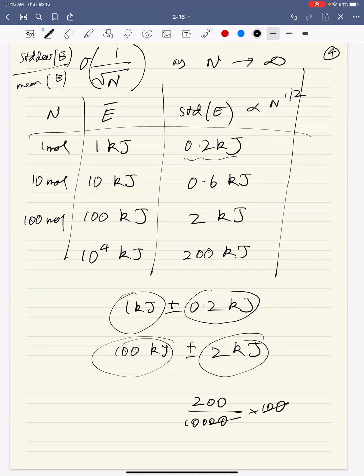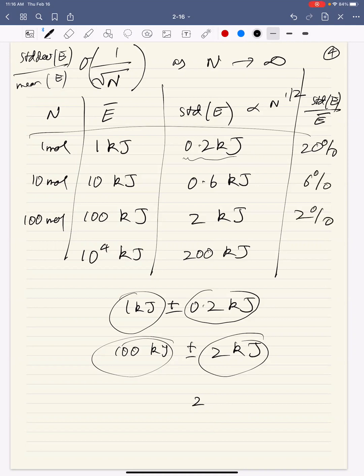Oh, I did something terrible here. You see my point. This may not be too much math. Yeah. So let me just write it down in the right-hand column here. Standard deviation of energy divided by mean of energy. How much is it? Here it is 20%. Here it is 6%. Here it is 2%. Here it is even smaller, right?